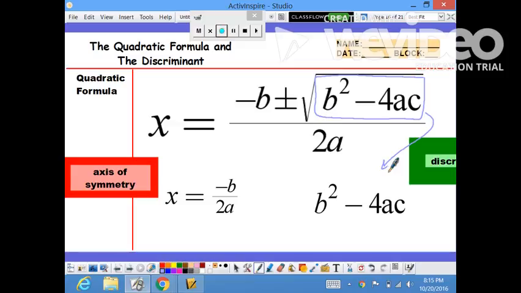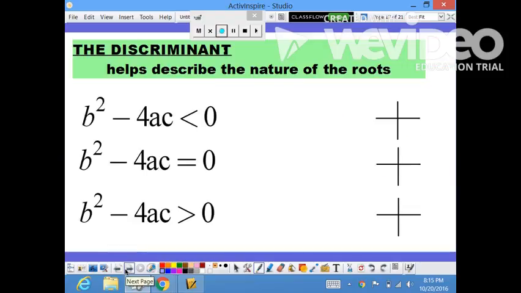So today you're going to look at the importance of it. In fact, the discriminant helps describe the nature of the roots. Your roots are your answers when you solve a quadratic. Basically, how many times does this parabola or quadratic cross the x-axis? The discriminant helps you set limits as to how many times the parabola crosses the x-axis. So there are three cases.